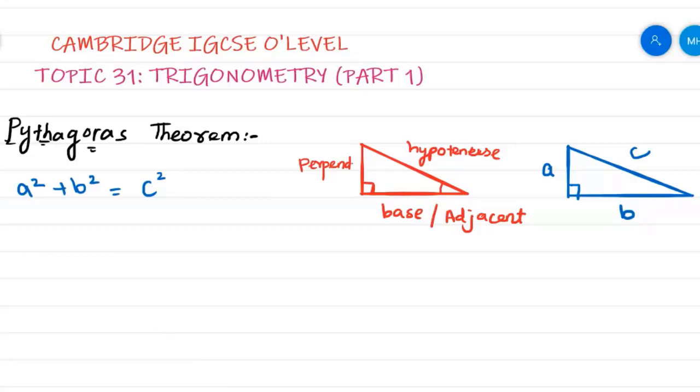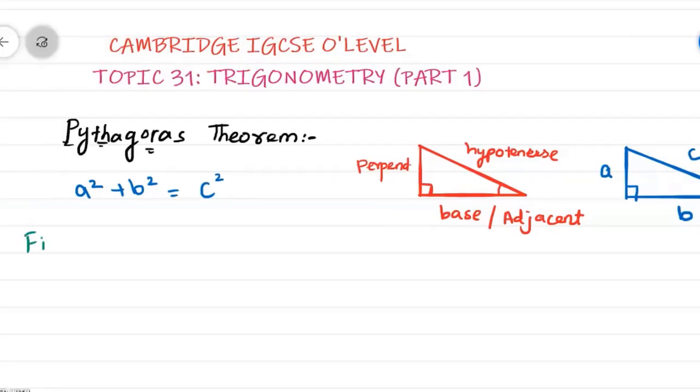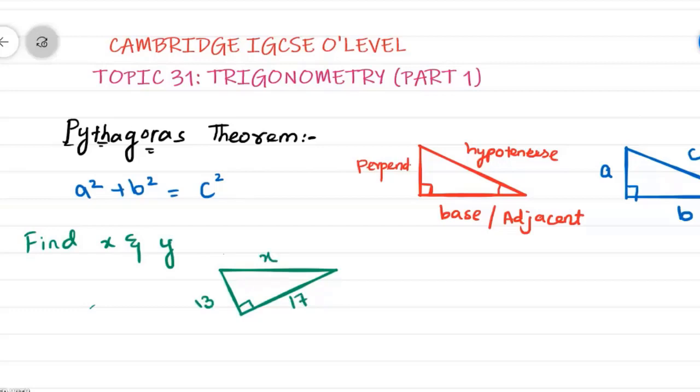Okay, so let's do one example for this. We have to find x and y in this triangle. Okay, so we have a triangle over here. We have a 90 degree angle over here. Here is x, here is 17, 30. Okay, one more example because I'm going to write two variables for you. So here is 90, it's 7, it's 12, and it's y.